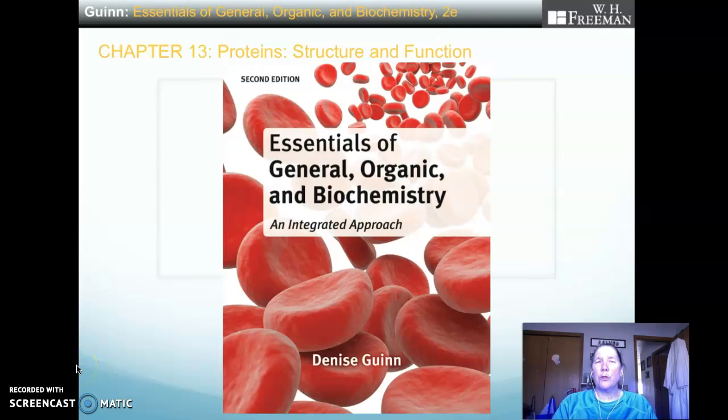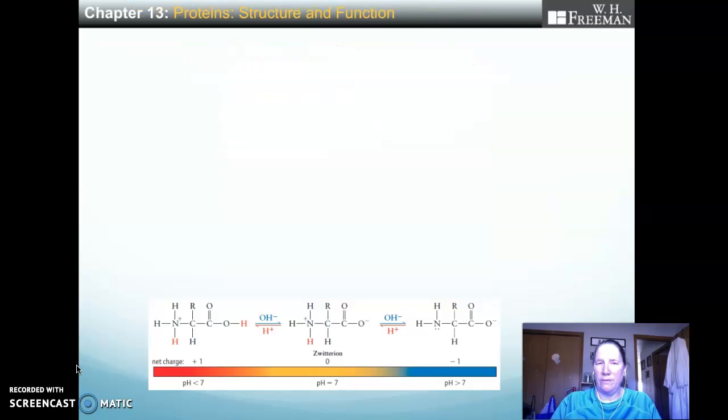Today we're going to start chapter 13, which is the next biomolecule, which is protein. So we've already talked about carbohydrates, we talked about lipids, and now we're going to talk about proteins. The thing to remember about proteins is they have smaller units as well. Carbohydrates were made out of monosaccharides, lipids were made out of fatty acids and glycerol, and proteins are made out of amino acids. The sequence of the amino acids determines what protein you have, okay?